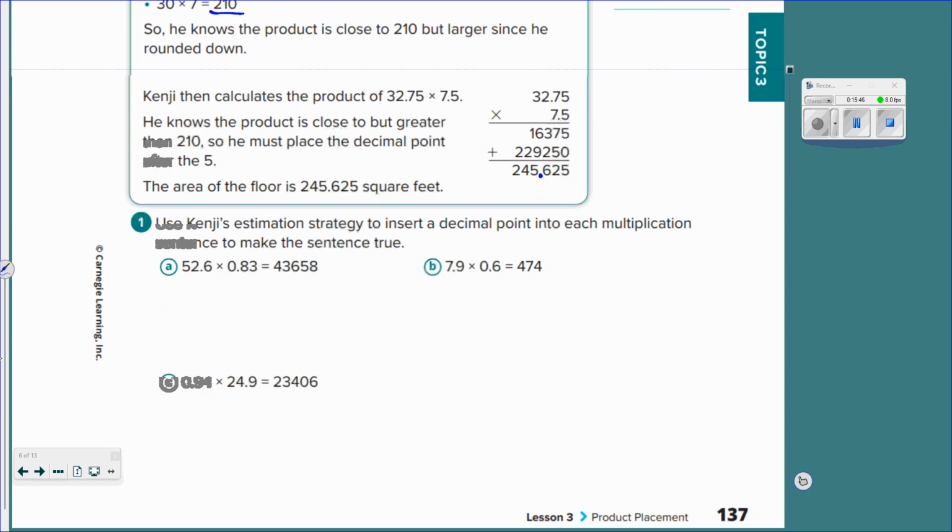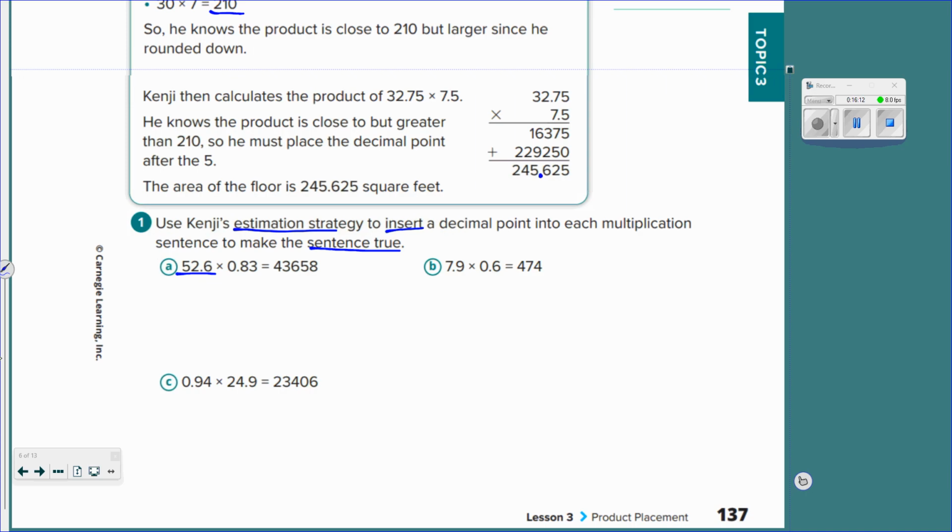Okay? So we're going to use the estimation strategy to insert a decimal point in each multiplication sentence to make the sentence true. In other words, they multiplied 526 times 83, and they gave you what the calculator would spit out. In this case, 43,658. Now we're going to use that estimation strategy.